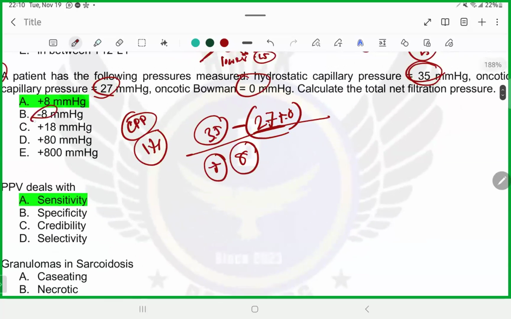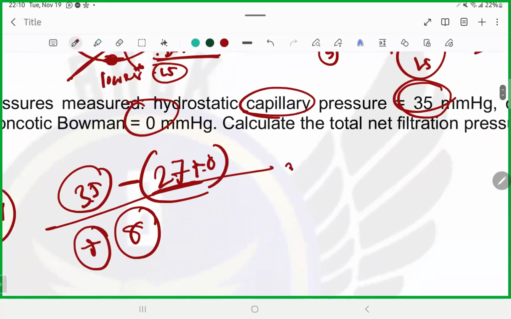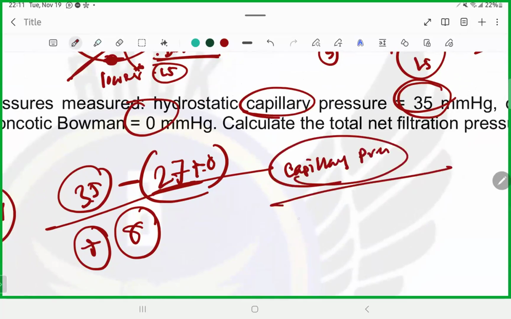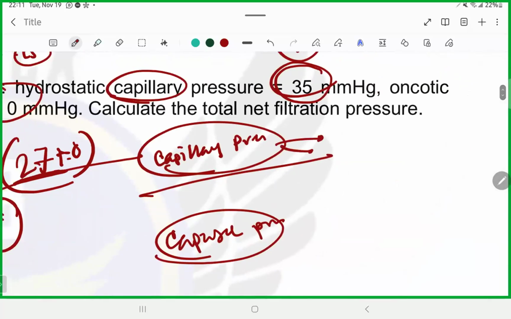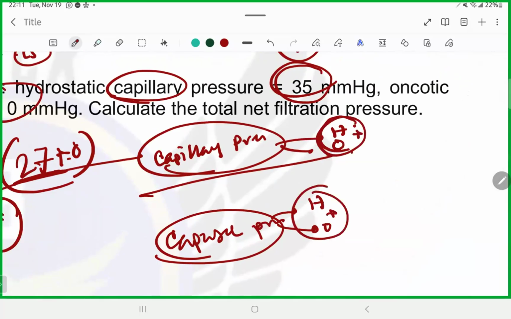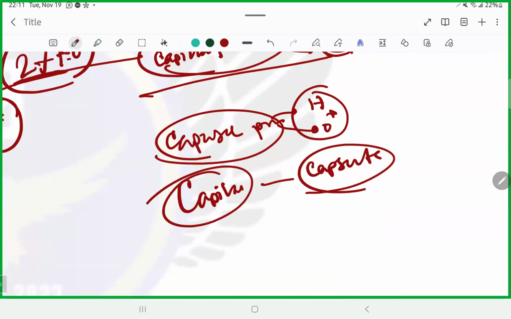But if you worry about plus and minus, just remember that you take the capillary pressure and minus capsule pressure, all of it. Now, capillary pressure we have in every capillary. One is hydrostatic, one is oncotic. Here too, we have one hydrostatic, one oncotic. Very simple. You plus these two, and you minus capsule. Very simple.